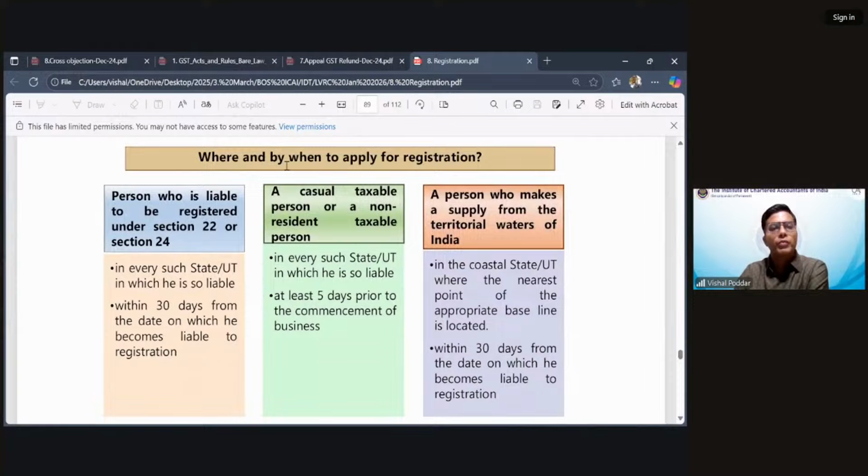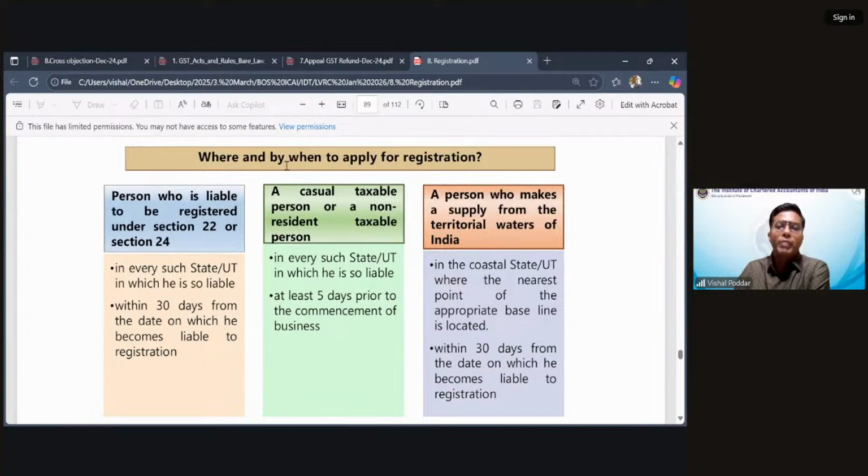Now the question comes where and within what time registration has to be applied. So the question is where registration is to be applied. The answer is registration is to be applied in every state from where you are going to make a supply or wherever you have your place of business. So registration has to be taken in all those states.